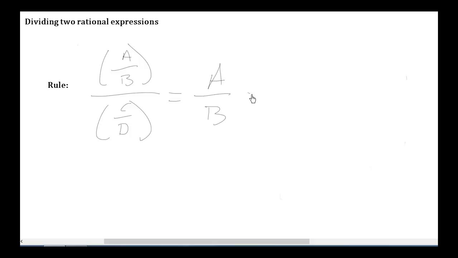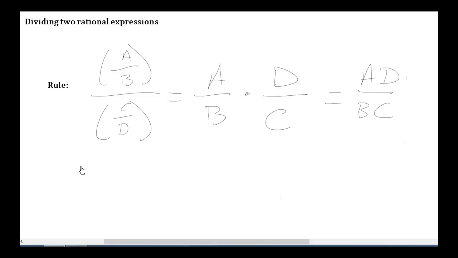Okay, now that we've multiplied, the next thing to do is obviously to divide them. So to divide two rational expressions, here is a rule. So I have a over b divided by c over d. Well, it's the same as your fraction rule. Top fraction stays the same. The second one gets flipped. And then we're back to multiplication. This is AD over BC.